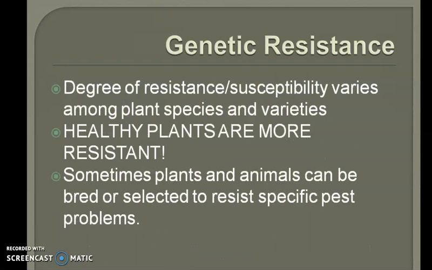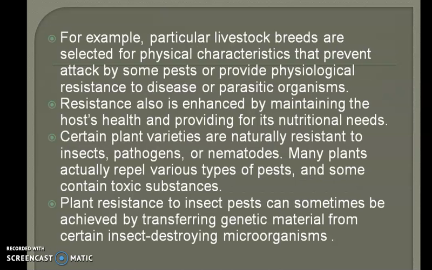Genetic resistance. Degree of resistance or susceptibility varies among plant species and varieties. Healthy plants are more resistant. Sometimes plants and animals can be bred or selected to resist specific pest problems. For example, particular livestock breeds are selected for physical characteristics that prevent attack by some pests or provide physiological resistance to disease or parasitic organisms.